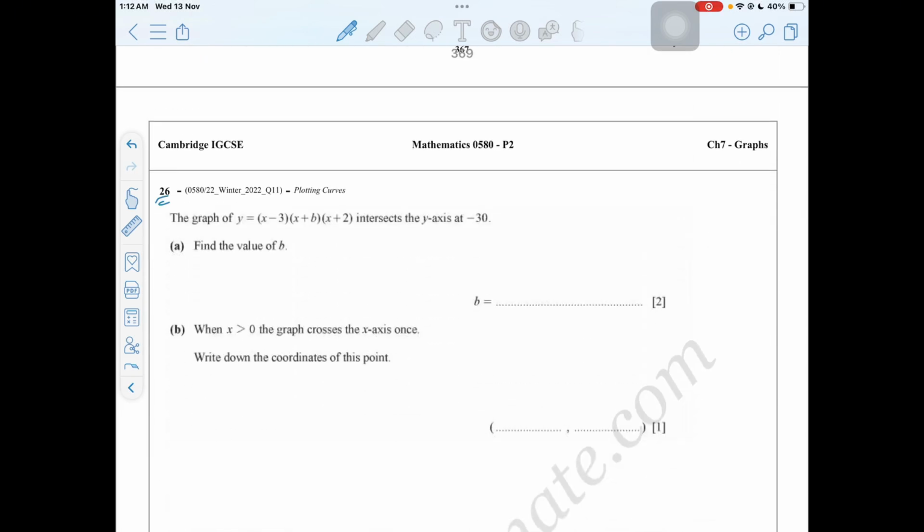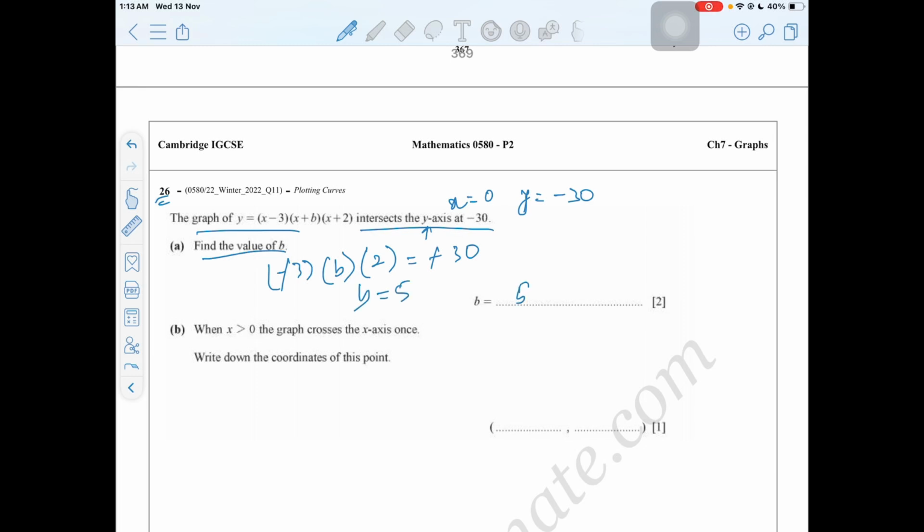Now moving on, we have question number 26. The graph of this intersects the y-axis at negative 30. Find the value of b. So it intersects the y-axis, which means x equals 0, y equals negative 30. So when x equals 0, we have negative 3 times b times 2, and our y equals negative 30. So negative 30 would be divided by negative 6 to get our answer as 5. So our b would be 5.